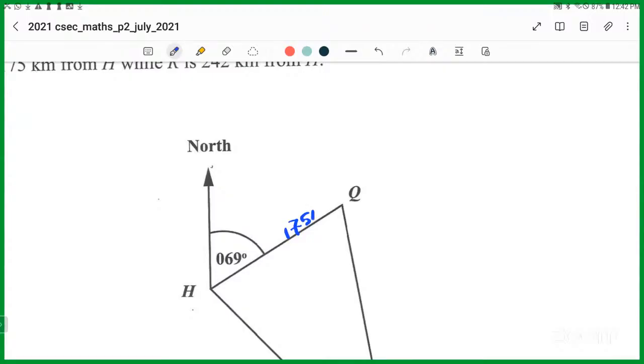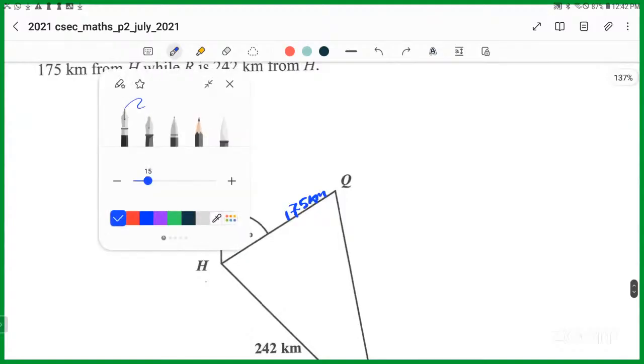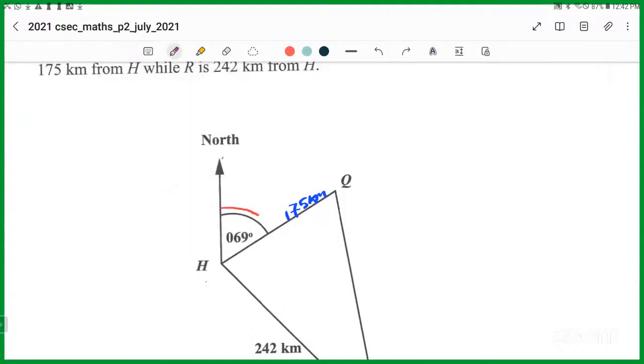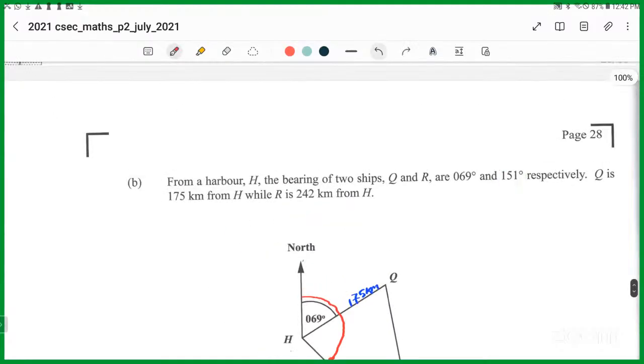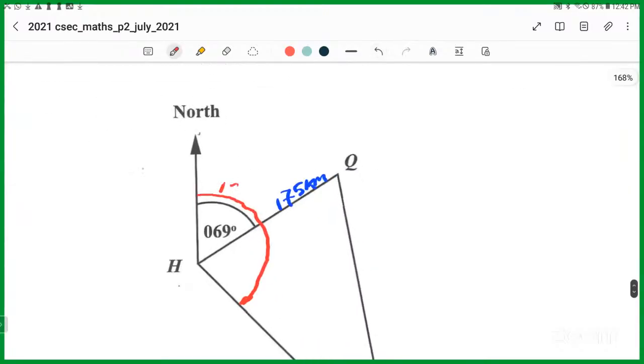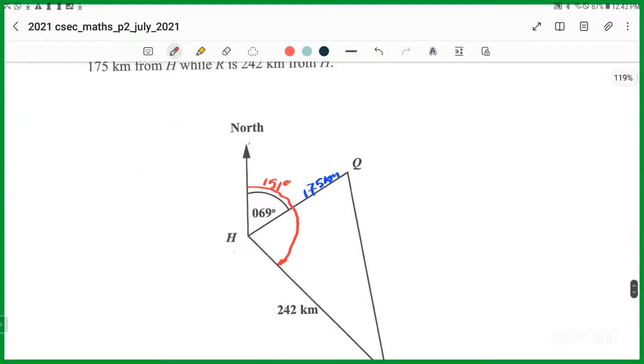That's this length. And if I were to put in the bearing in red that they gave us, around to here, that bearing angle they said was 151 degrees. I'm using colors. So we can work out the angle inside here in blue. It's going to be 151 minus 69. So the angle is 151 minus 69 degrees. The bearing is 069, the angle is 69.